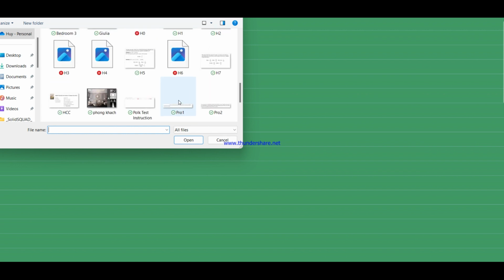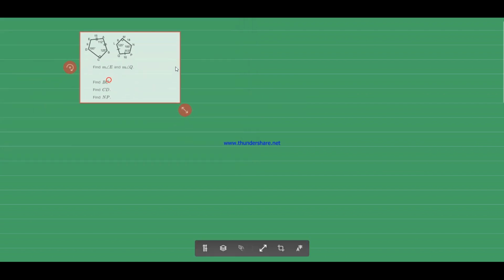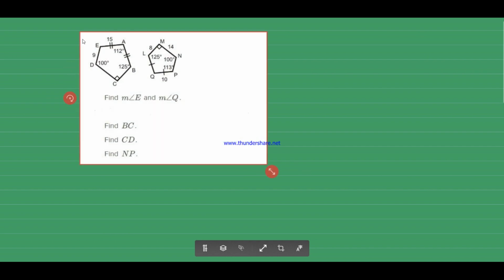Let's see. Actually, I lost track over here. All right. Let's do this one. Example number 2. All right. So again, we have that these two shapes over here are similar to each other, and I want to calculate segment BC and CD and NP.